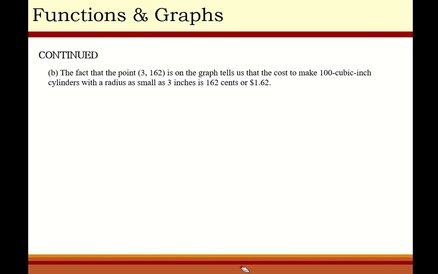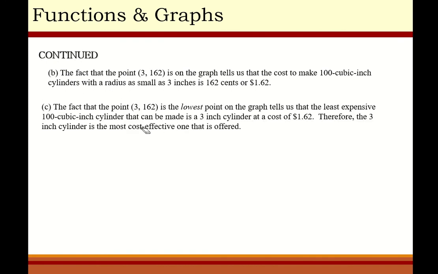Now, the fact that the point 3 and 162 is on the graph tells us that the cost to make a 100 cubic inch cylinder with a radius of 3 inches is 162 cents or $1.62. Now, for C, the fact that the point 3 and 162 is the lowest point on the graph tells us that the least expensive 100 cubic inch cylinder that can be made is the 3 inch cylinder at the cost of $1.62. Therefore, the 3 inch cylinder is the most cost effective one that is offered.